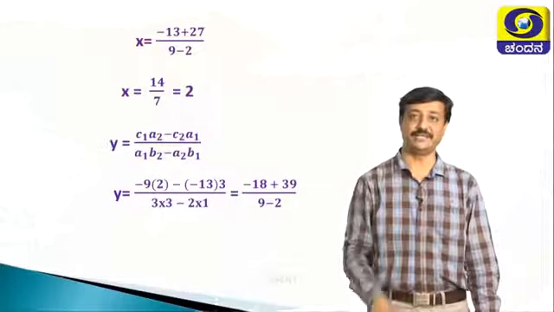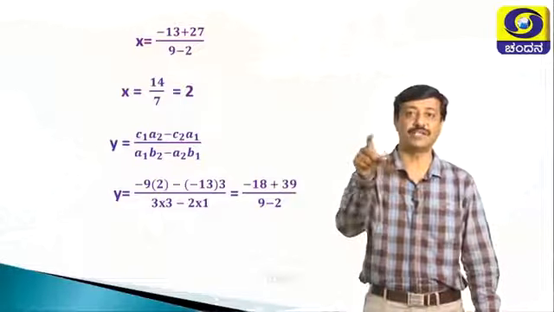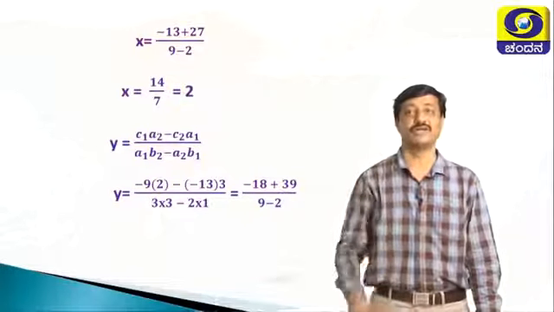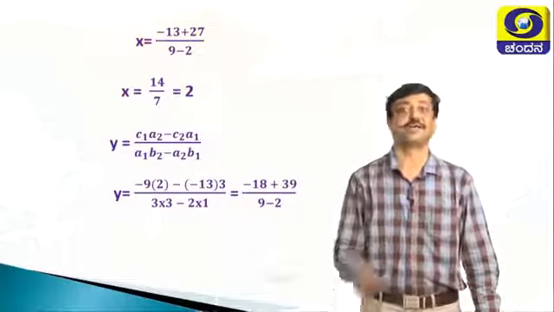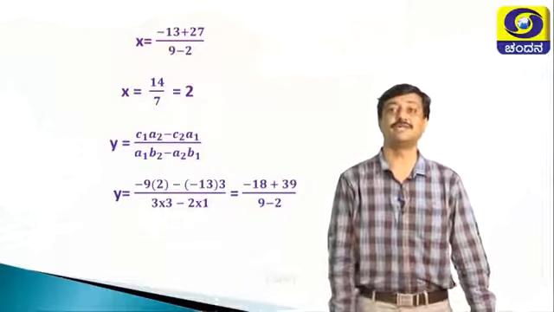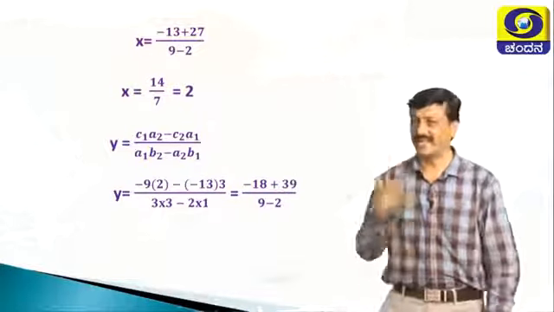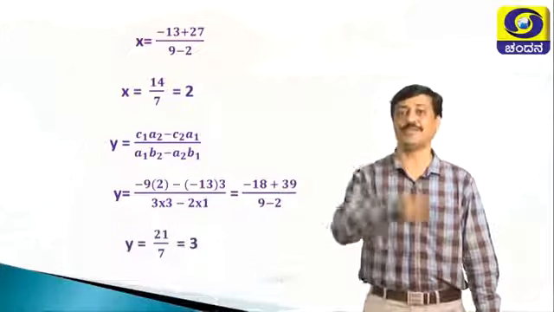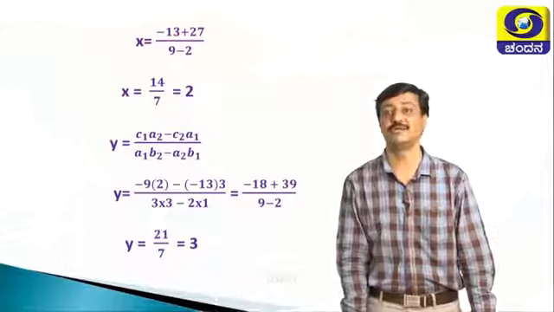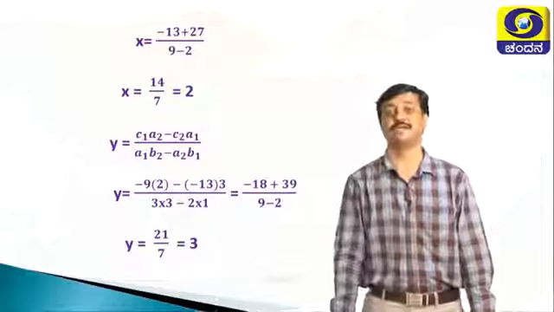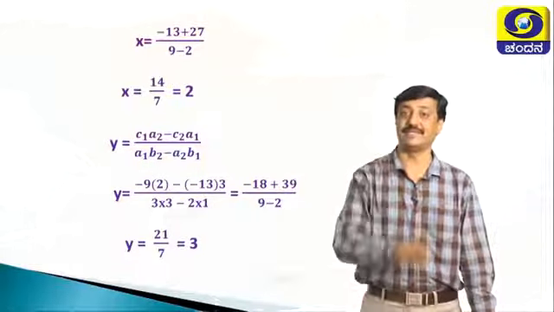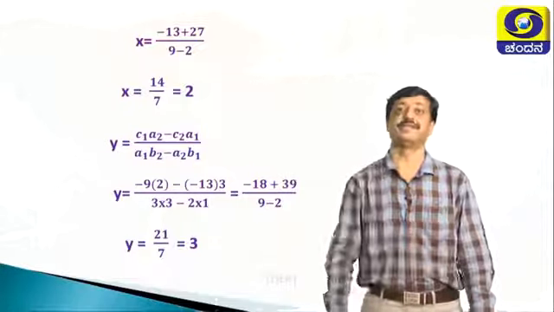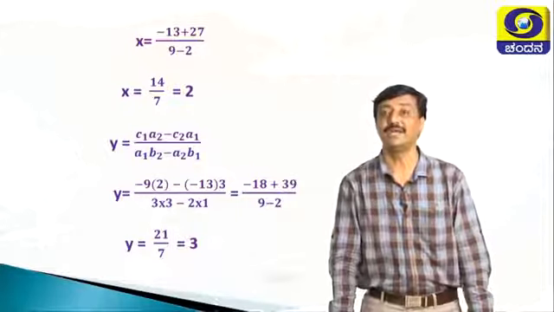It is minus 18. What is minus into minus 13 into 3? It gives plus 39, divided by 9 minus 2 in the denominator. Again in the numerator, one is negative, another is positive. You go for subtraction, you will get 21 in the numerator, and again you subtract 2 from 9, you will get 7. Divide 21 by 7, finally you will get y equals 3.